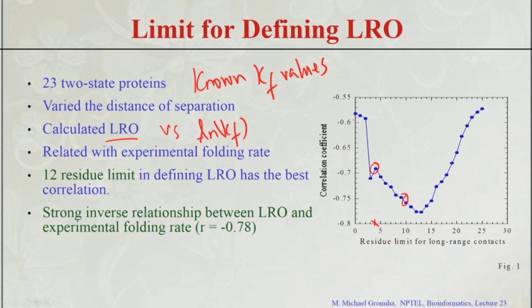You can see the correlation is negative, but its magnitude increases with the distance separation up to 12 or 13, which are almost the same. After that, if you increase more, it decreases again. Finally, at 25 it goes to minus 0.58, similar to what we get from a separation of 2 or 3 residues. That means there are some distance contacts which are influential for the folding rates.